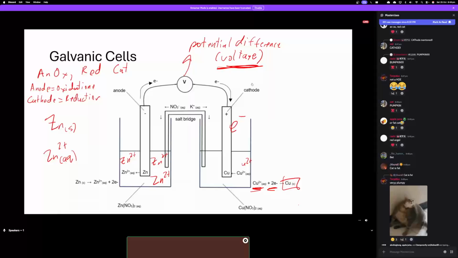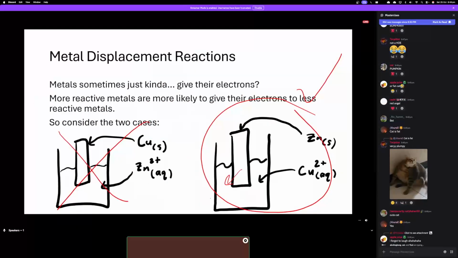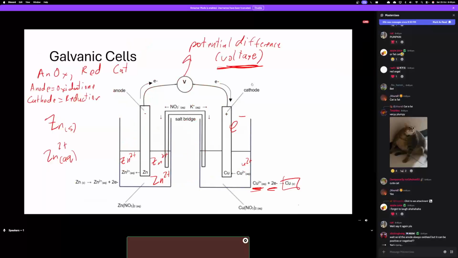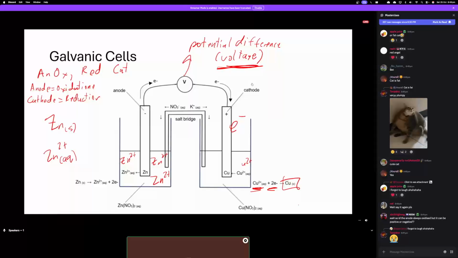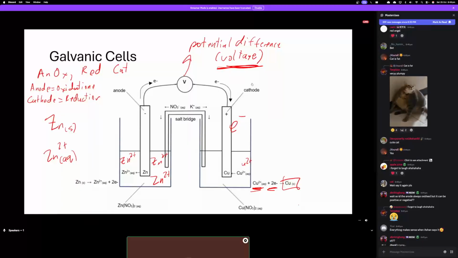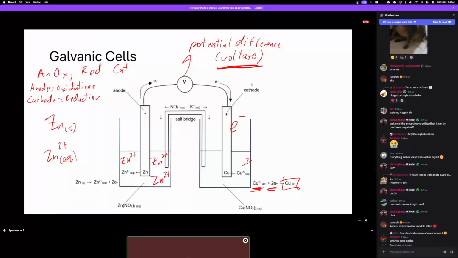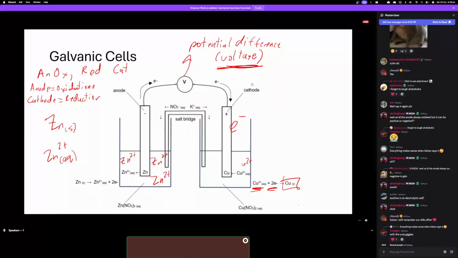I forgot the person that asked, but we started with this. Say it again. Is the anode always oxidized, but it can be... no, the anode is also always negative. The anode is always negative for galvanic cells. It is different later. Negative in galvanic, positive in electrolytic. Yes, we'll get to that.